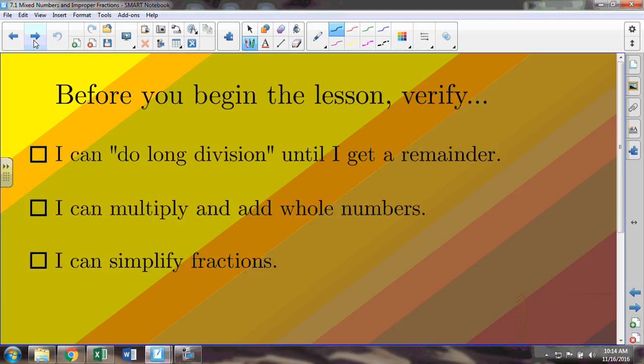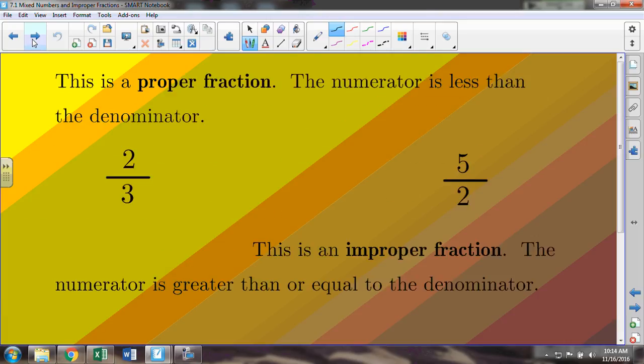Now, there are a couple of prerequisite skills that you have to have. You will need to be able to do long division until you get a remainder. You'll also have to be able to multiply and add whole numbers. And of course, anytime you work with fractions, you'll have to work on simplifying.